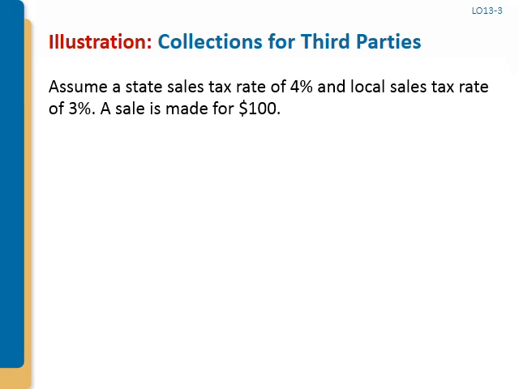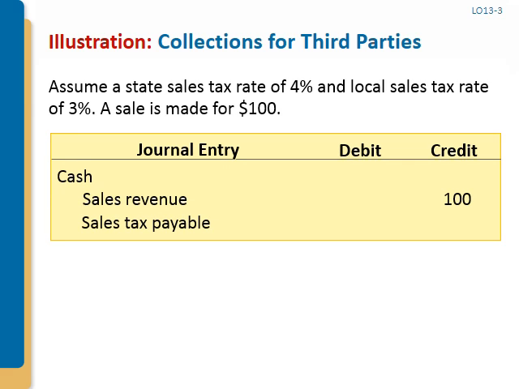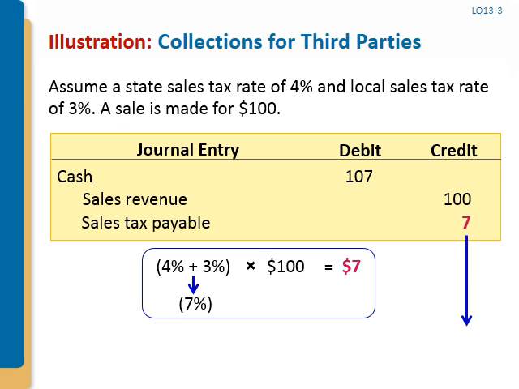An example for third parties is sales tax. Assume a state sales tax rate of 4% and a local sales tax rate of 3%. Adding the tax to $100, the sale creates a $7 liability until the tax is paid.